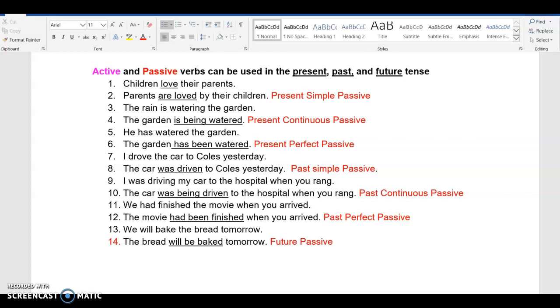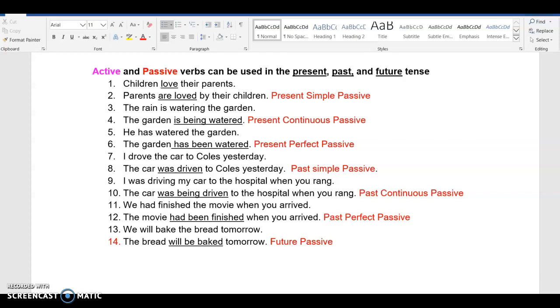Number 12. The movie had been finished when you arrived. So the verb had been finished, the subject, the movie. The movie didn't finish itself. Someone else watched the movie and finished it. So this is a passive sentence, and the passive verb had been finished is a past perfect passive.